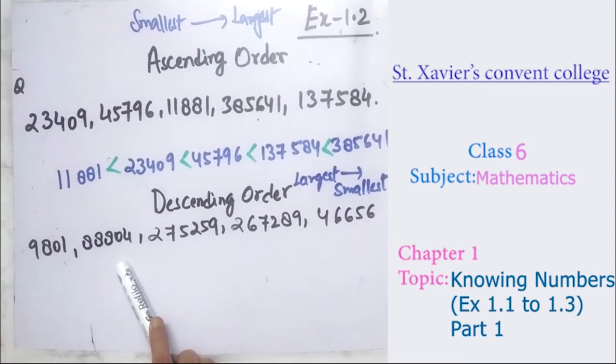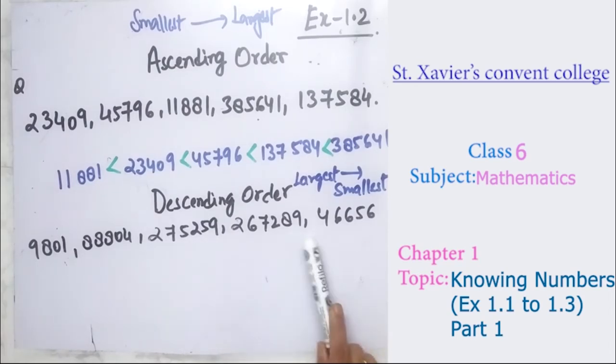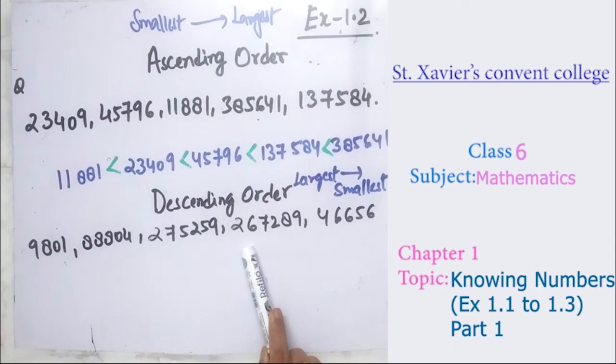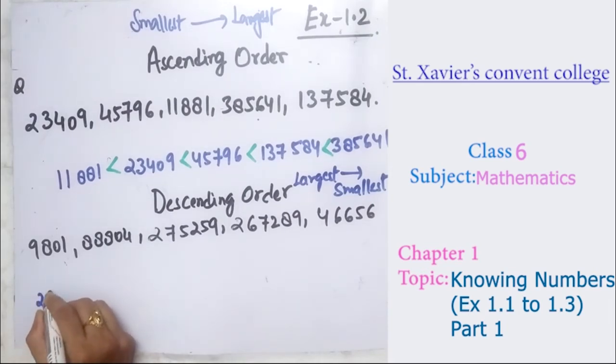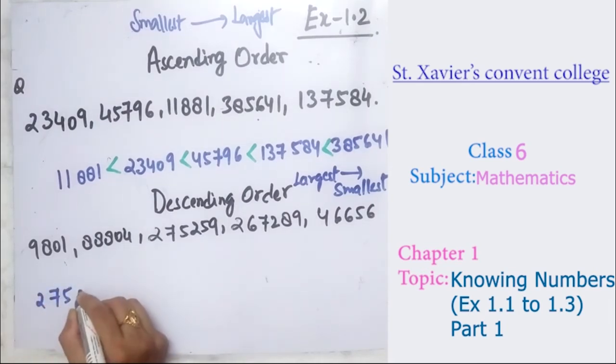This is 9,801. This is 88,804. This is 2,75,259. This is 2,67,289 and this is 46,656. You can see that 2,75,259 is the biggest number. So you put 2,75,259 over here, which is the largest one.